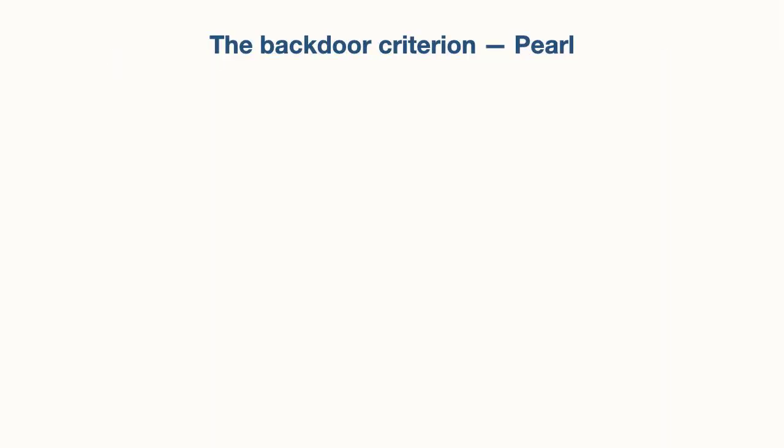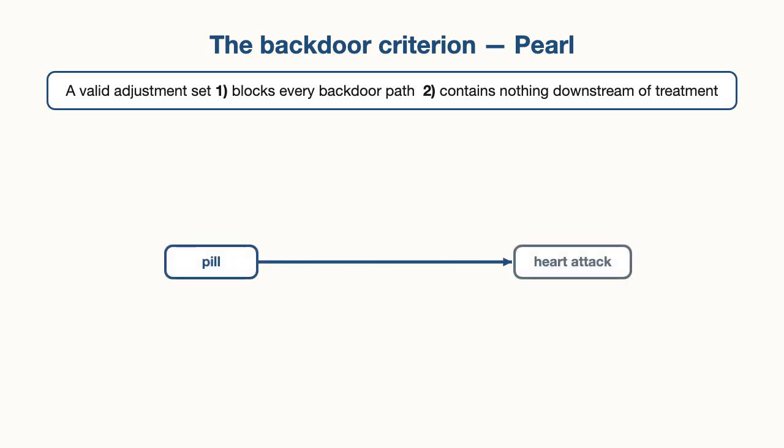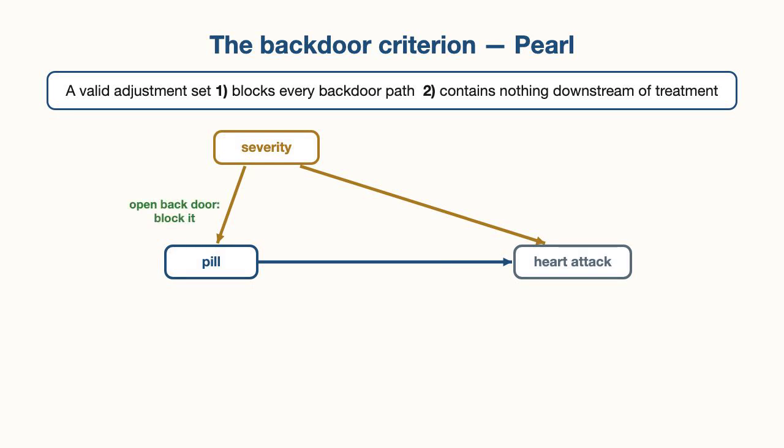Here is the rule, due to Pearl. A set of variables is a valid adjustment set if 2 things hold. 1, it blocks every backdoor path. 2, it contains nothing downstream of treatment. No descendants. Let's run it on the pill question.